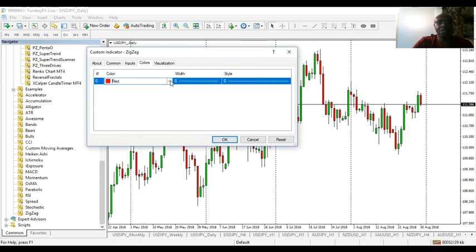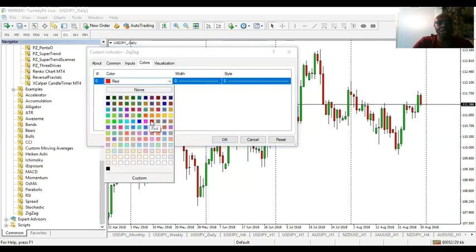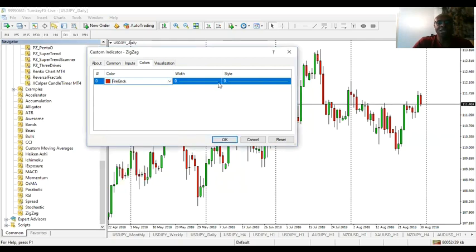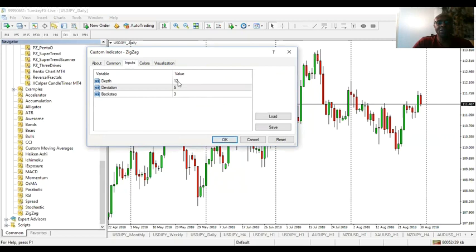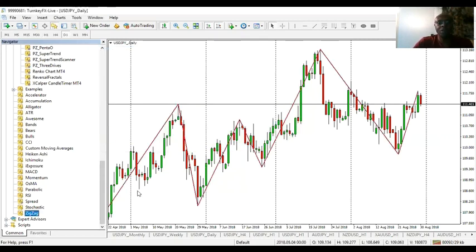What I do with my zigzag is I set the color to fire brick, and I set the width to number 2. All right, and the inputs, you leave as the default 12, 5, and 3. And just say okay. Notice it gives you a nice little zigzag, showing you the W's, the M's, whatever. Head and shoulders, as some people trade by the head and shoulders.